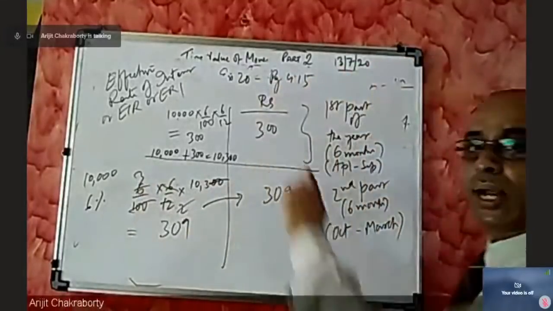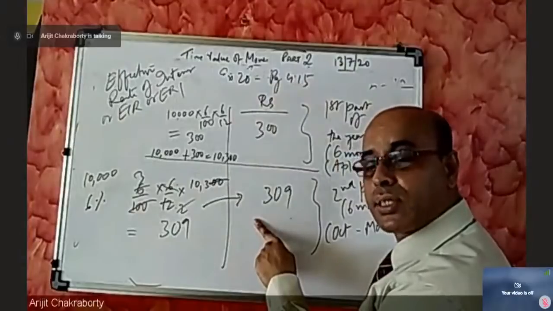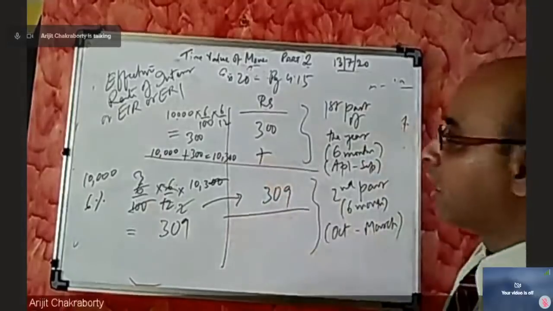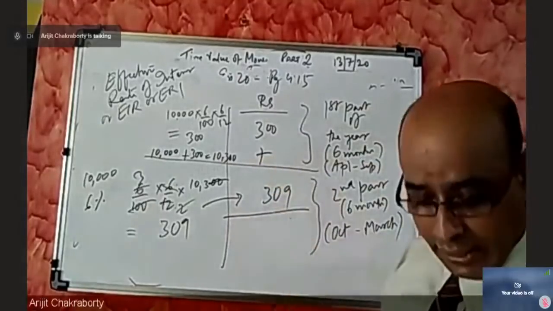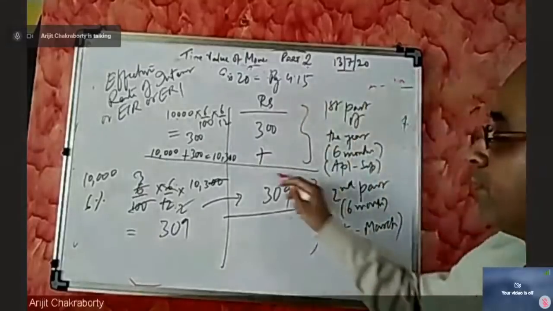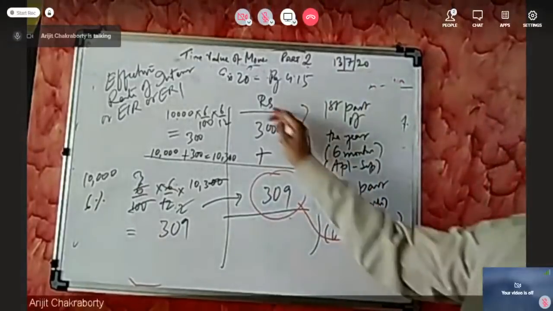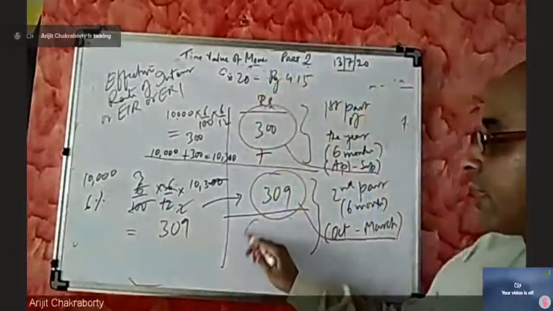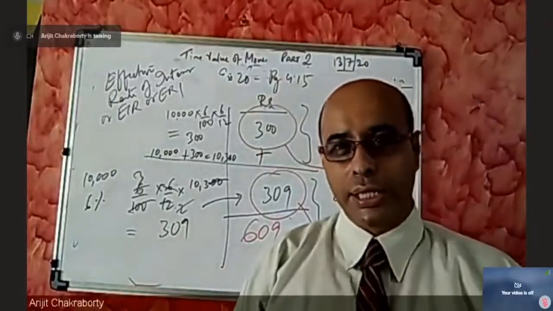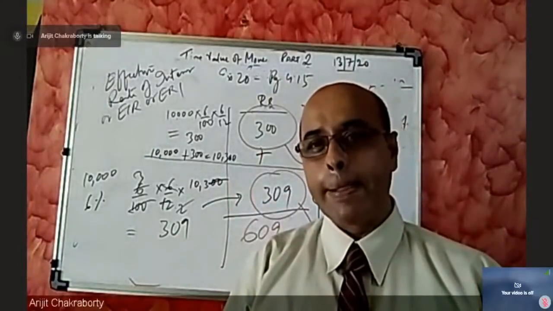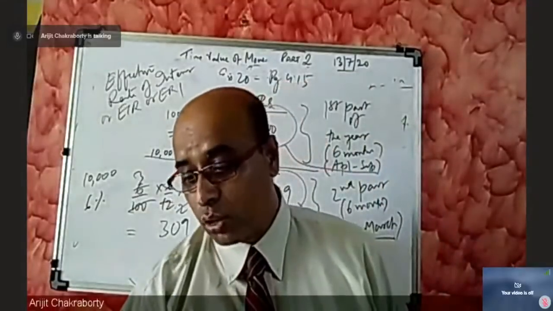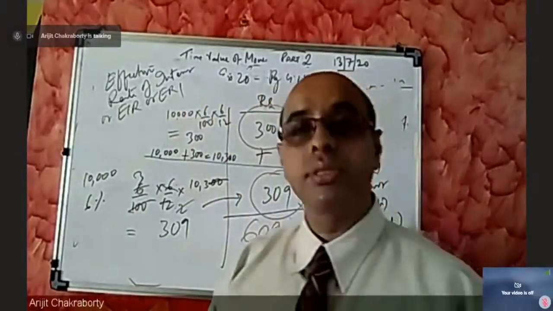First 6 months, it is 300 rupees. Second 6 months, my interest is 309. So in total, I have earned 300 and 309. So 309 rupees in the second part from October to March, and this 300 in the first part, April to September. If you add these two, you get 609. So the total interest I have earned is 609, and my overall principal was 10,000 rupees.